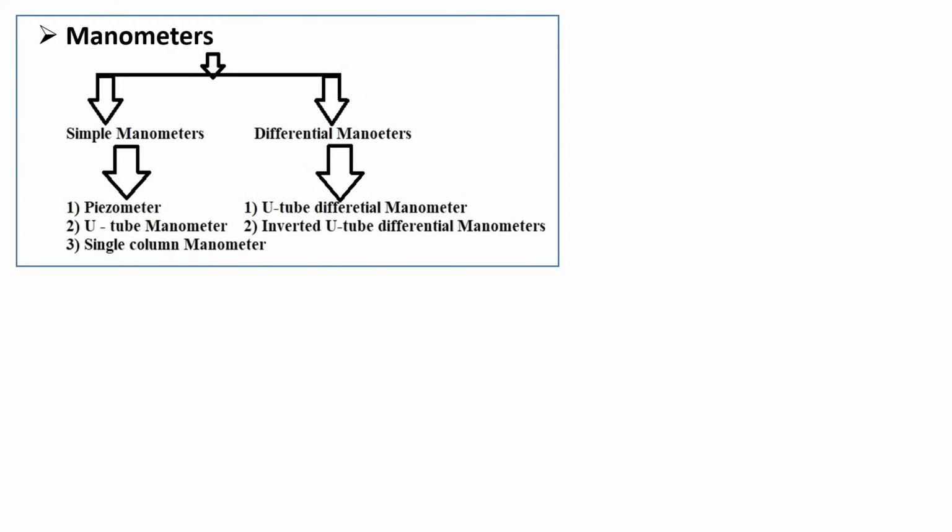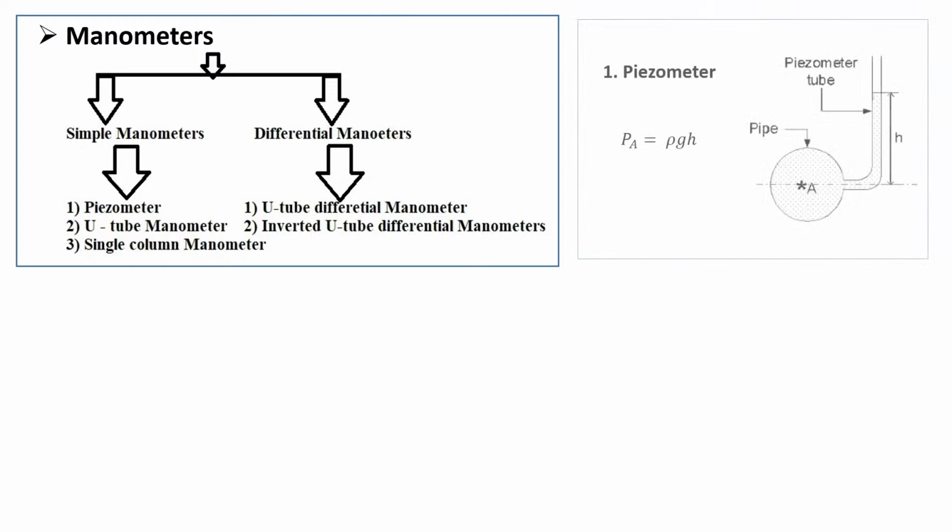Then manometers. So we know that manometers are devices used to measure the pressure. There are different types of manometers, like simple manometers and differential manometers. Simple manometers will measure the pressure at a point, while the differential manometers will measure the pressure difference between two points. So simple manometers have types like piezometer, U-tube manometer, and single column manometer, that is also known as micromanometer. And differential manometers have types like U-tube differential manometer and inverted U-tube differential manometer.